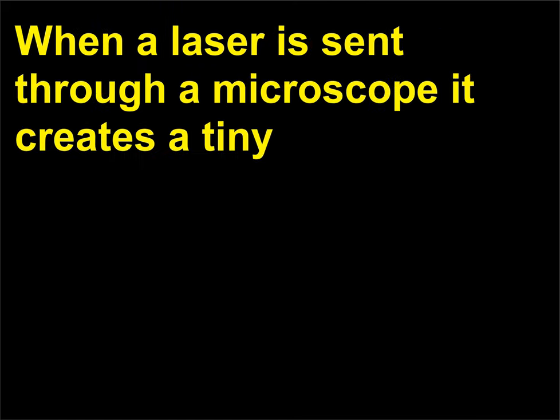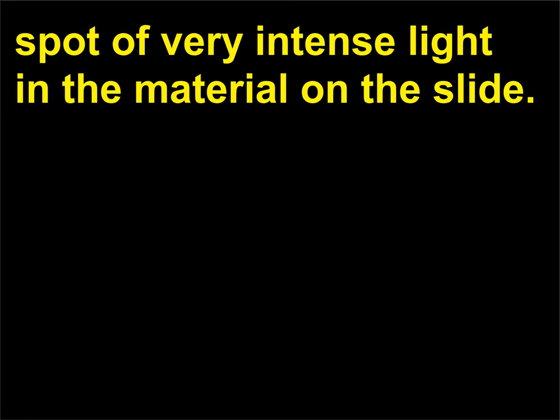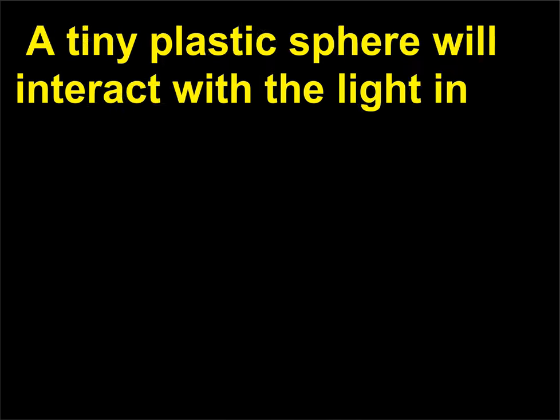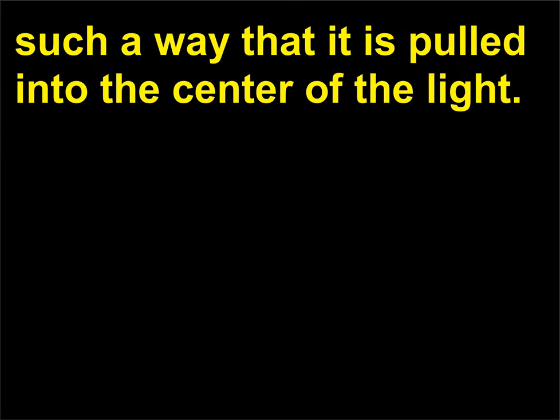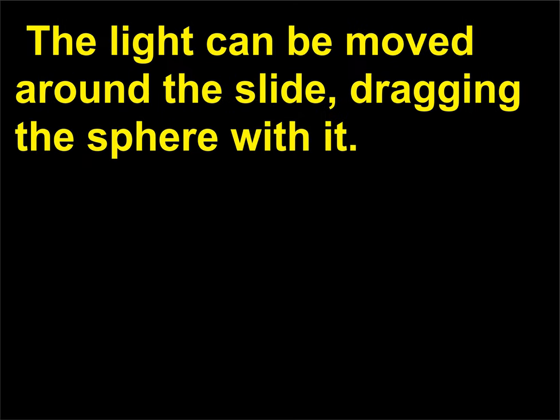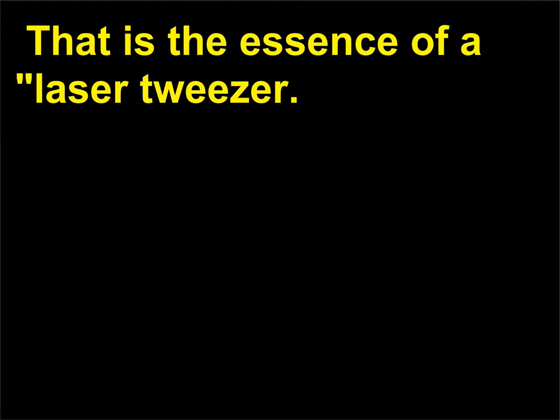When a laser is sent through a microscope, it creates a tiny spot of very intense light in the material on the slide. A tiny plastic sphere will interact with the light in such a way that it is pulled into the center of the light. The light can be moved around the slide, dragging the sphere with it. That is the essence of a laser tweezer.